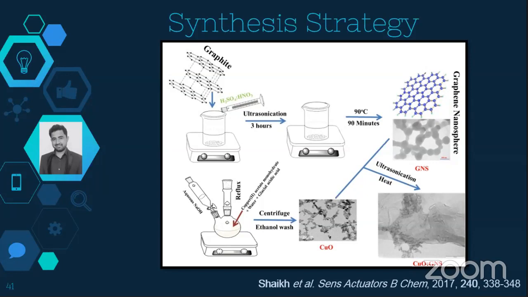So we found graphene nanosphere, and this can also be done directly when you add everything together. That also is possible. You can take copper oxide and ultrasonicate with graphene nanosphere, and you find the copper oxide graphene nanosphere composite.